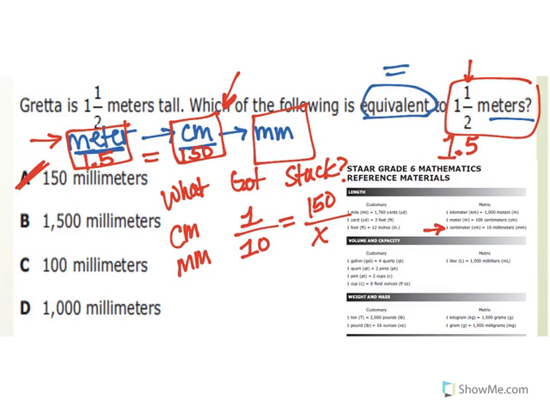Let's look at our relationship. We can go side to side or up and down. This time I'm going to go side to side. Always point to your variable. How do I get from 1 to 150? Times 150. What you do to one side, you must do to the other. When I multiply 150 times 10, that gives me 1,500 millimeters.